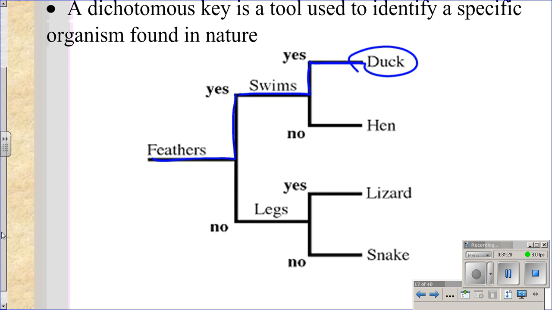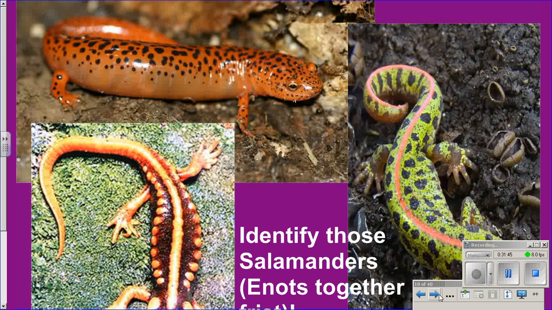So if I was out in the wild and I said, no, I see an organism with no feathers and it has legs, what would you say? Lizard. And then if I said it had feathers, but no, it can't swim, a hen. Okay, so this is really easy. Let's do one example from your worksheet, I just passed it out. I'm going to finish passing those out. Let's do one example together and then you guys can do this.